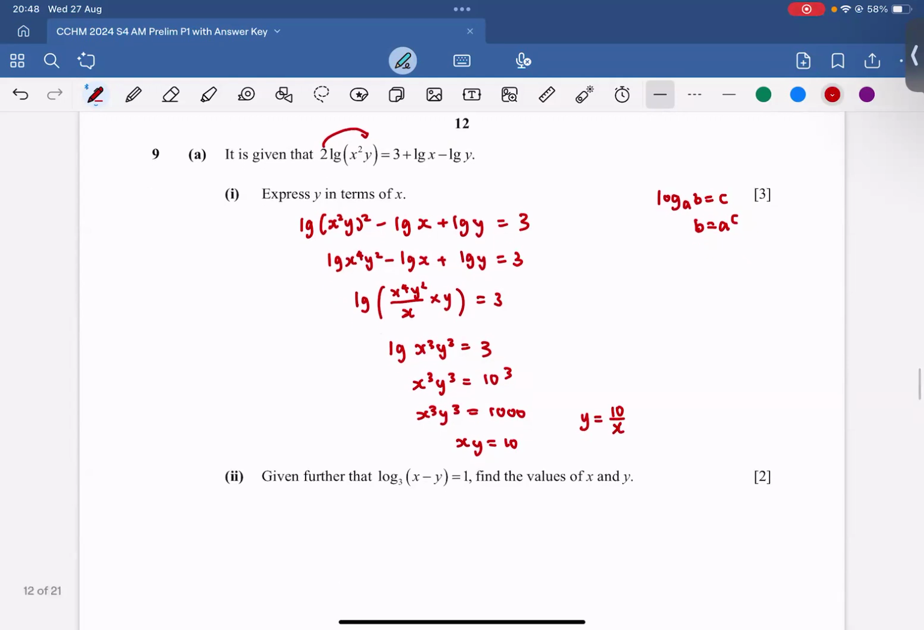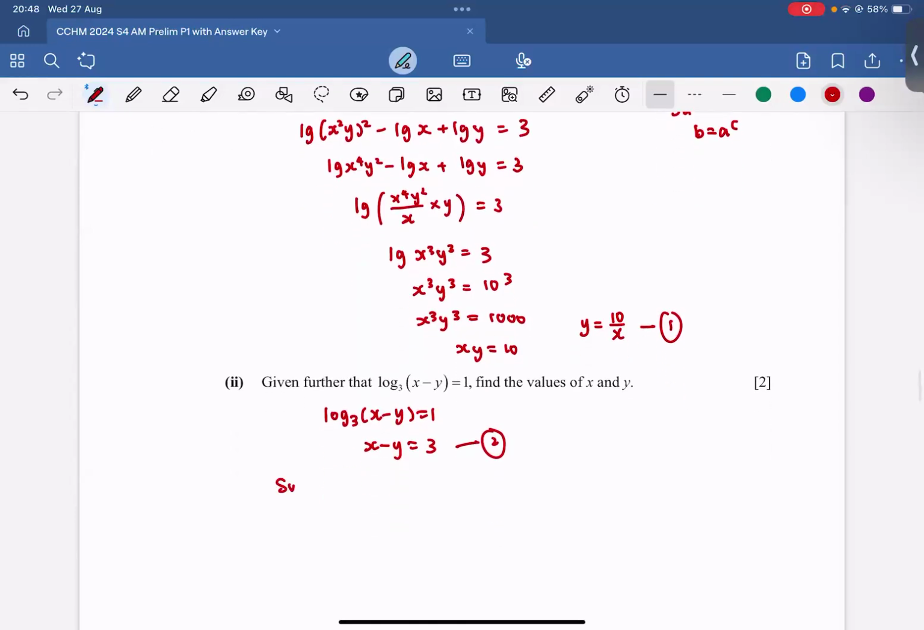Next, given further that this is this, find this. So what I do is first use the most important log formula to get rid of the log. So x minus y is just 3 to the power 1. So now I have this equation 1, I have this equation 2, I can solve. So sub 2 into 1.